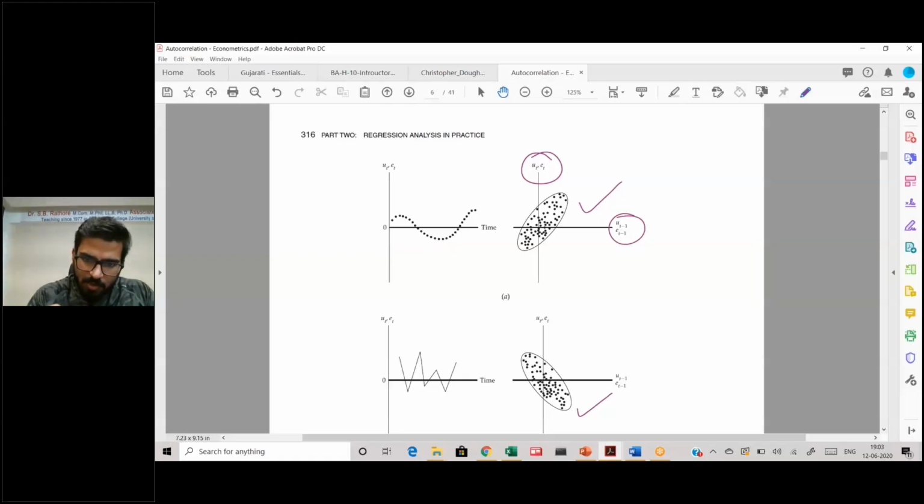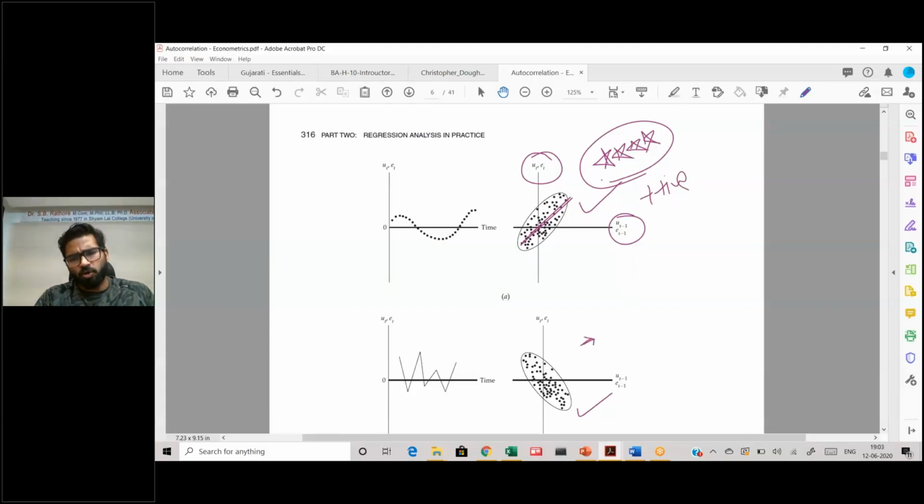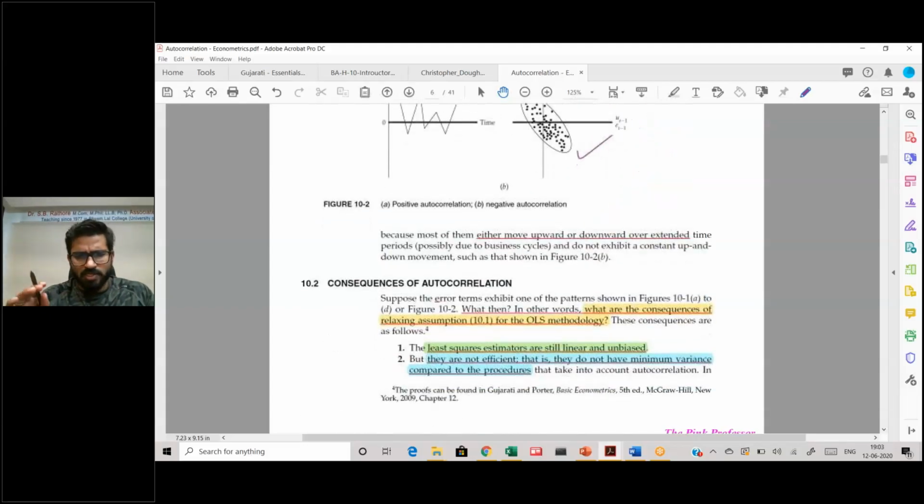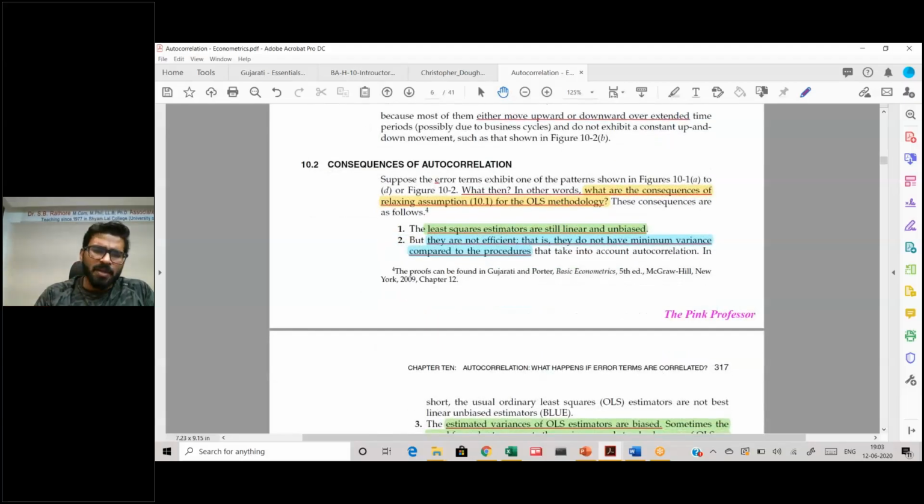And if the relationship is in such a way, then you have a positive autocorrelation. Remember, this is usually the case in economics. In economics, we usually have positive autocorrelation. There are lesser instances of negative autocorrelation, but usually we always have a positive autocorrelation. Coming to the second part, which is what are the consequences of autocorrelation.